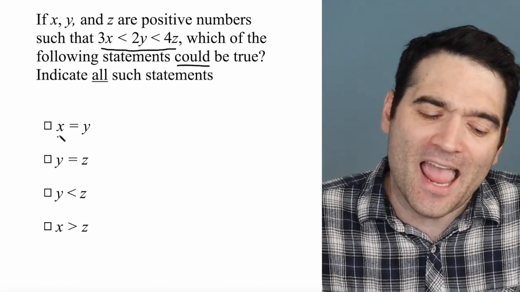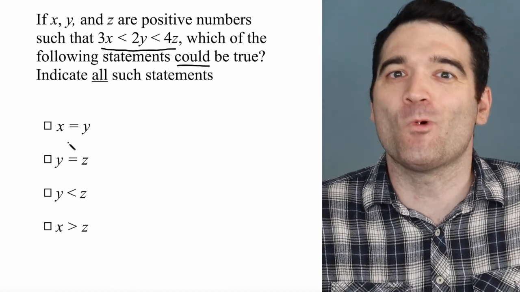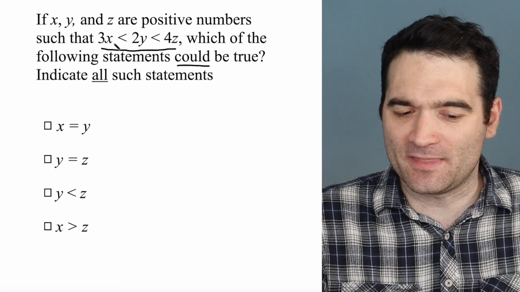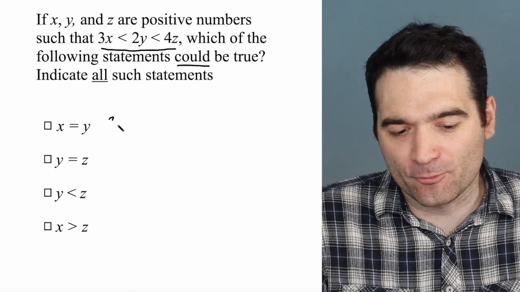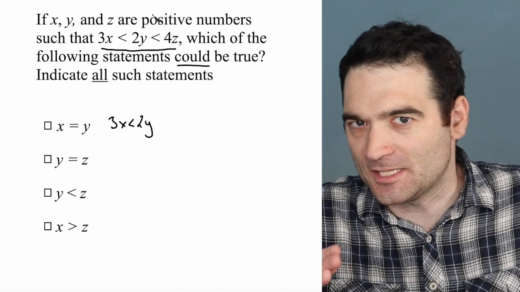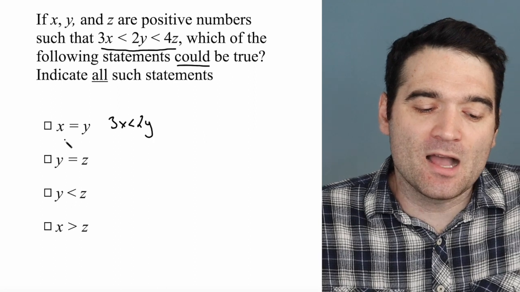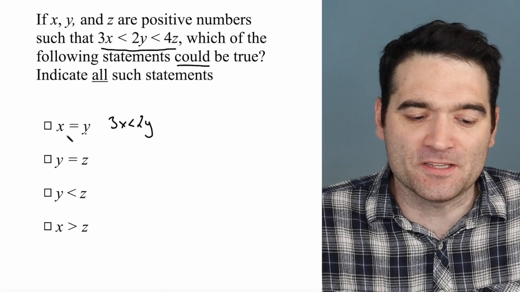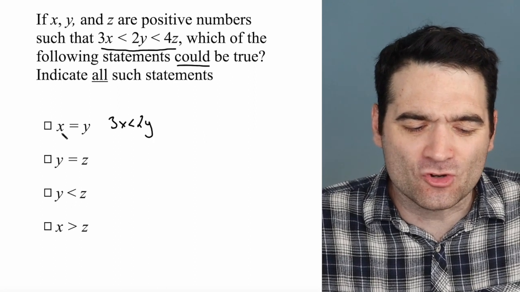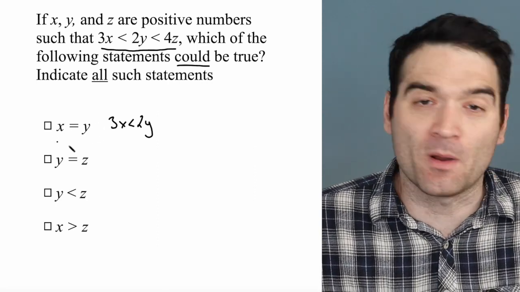So let's start with this. x is equal to y. Could this be true? Is it possible in one case for this to be true? Well, let me look at the x and y terms that I have. 3x is less than 2y. Ignore 4z for just a minute. It's bigger than both of them, so we don't really care about it. We're just interested in x and y here. Is it possible for these to be equal to each other? Well, let me try to make them both 1 or 2 or 3 or a billion.